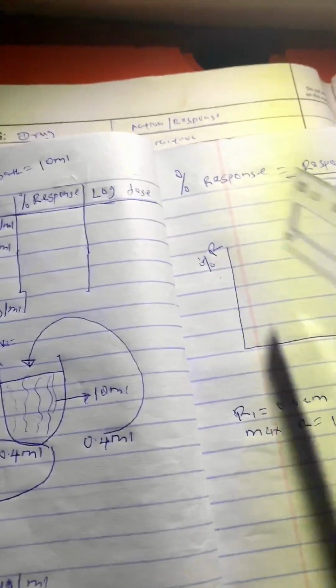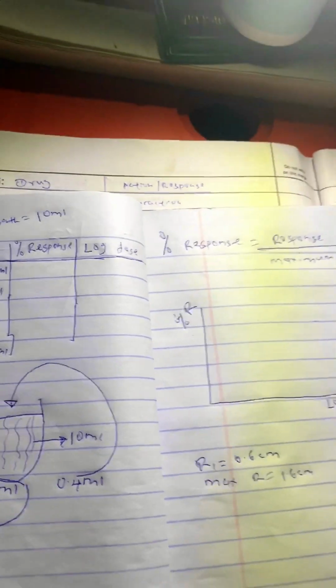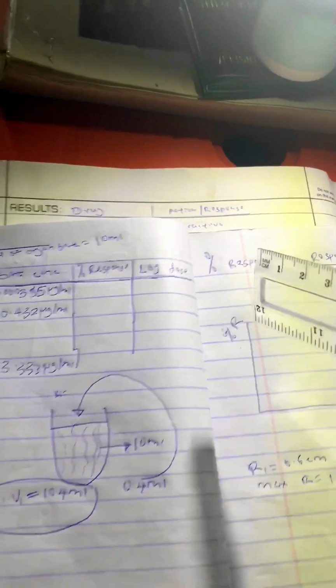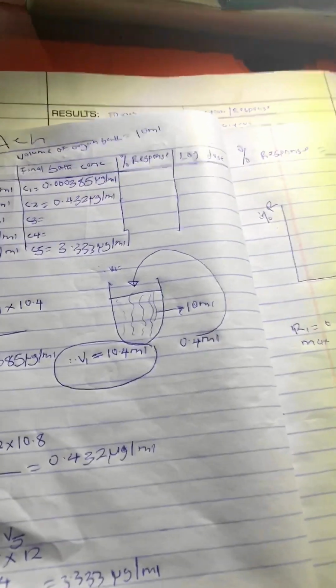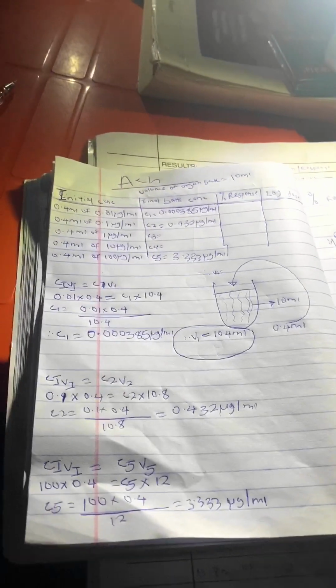Then you plot your percentage response against log of dose, like this. Everything I explained is just for acetylcholine alone. You do the same thing for oxytocin. I've not done that. You just follow the same procedure.